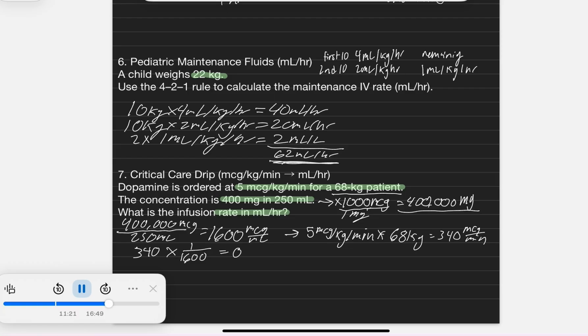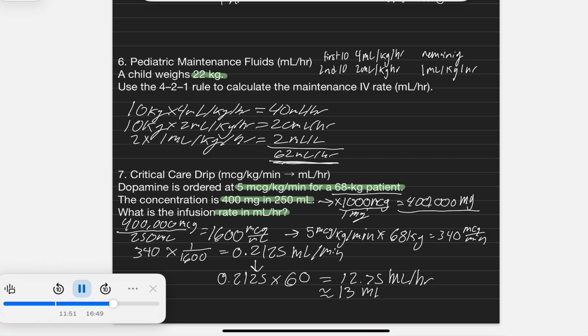After we have the milliliters per minute, we're going to have to convert this into milliliters per hour. So that 0.2125, we're going to multiply that by 60, and you're going to get 12.75 milliliters per hour. Now, if we're rounding up to the nearest whole number, it's going to be 13 mLs per hour, because you have a 0.75. That is greater than or equal to 5, so you're going to round up, and you'll be rounding up to 13.